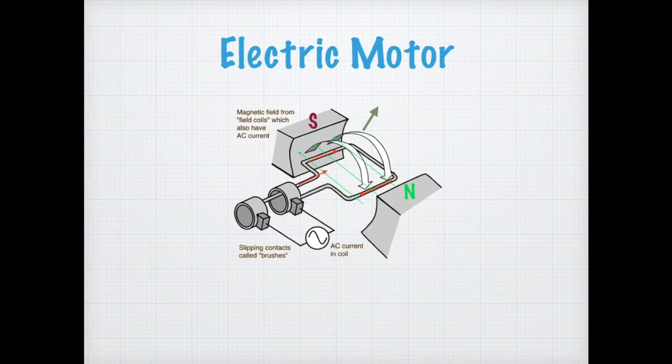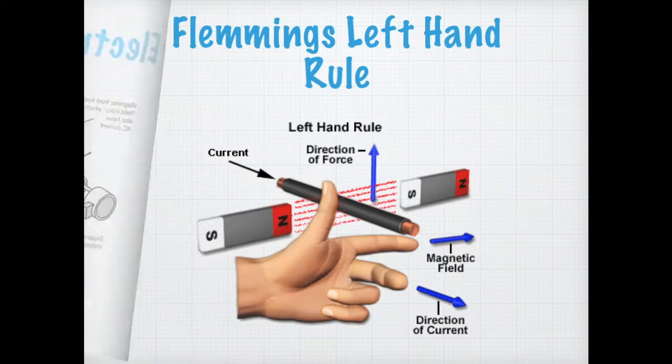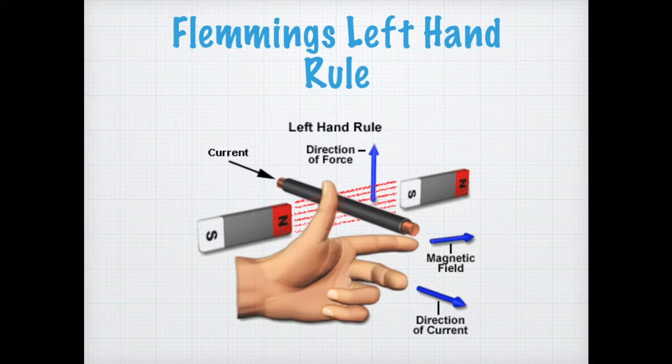So how do we actually determine the direction in which the force is exerted? Well, this is going to be explained in our next slide. The next slide is about Fleming's left hand rule. Using this rule, you can actually determine the direction in which the force is going to act. Basically, you need to know the direction of the magnetic field and the direction of the current, and that will determine the direction of the force exerted on the conductor.